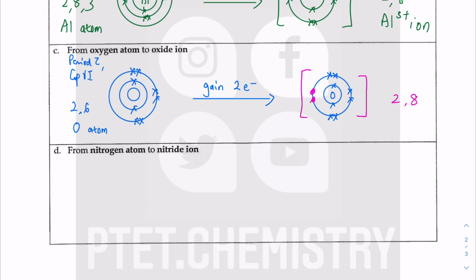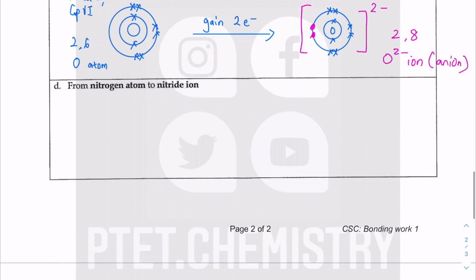Now this is a 2 minus because I have gained electrons. I form an anion. 2 electrons gained, therefore it's 2 minus. So this is a 2 minus ion, or you can call it an anion. Okay. To the last question.